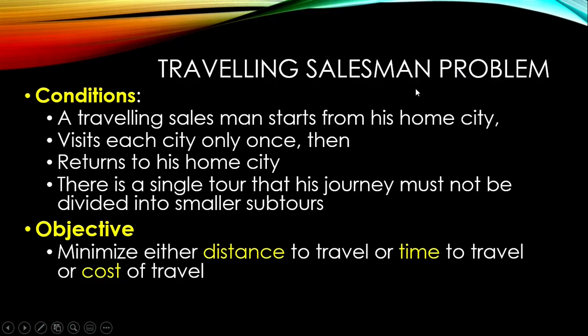So, traveling salesman problem is associated with an objective function and there are various conditions. Objective function is to either minimize distance or time or cost of travel. And the conditions are that a traveling salesman starts from his home city, visits each city only once, then returns to his home city. Constraint is that there is a single tour, that his journey must not be divided into smaller sub-tours.